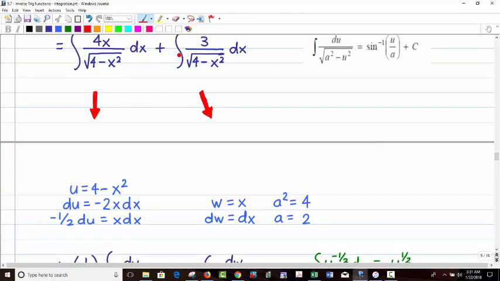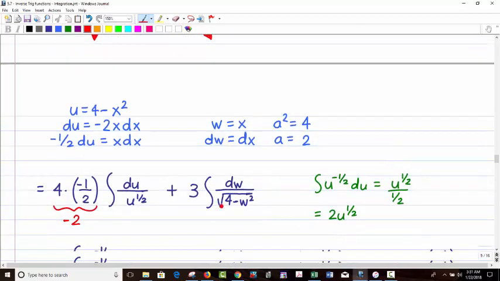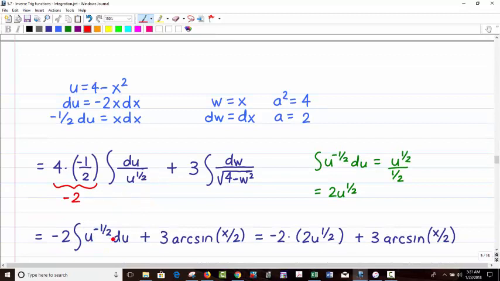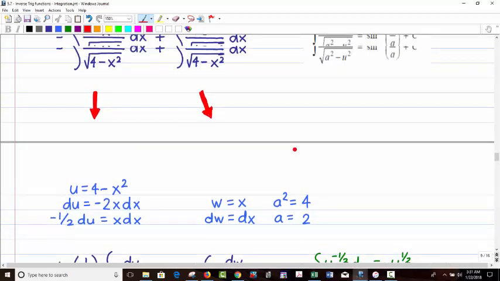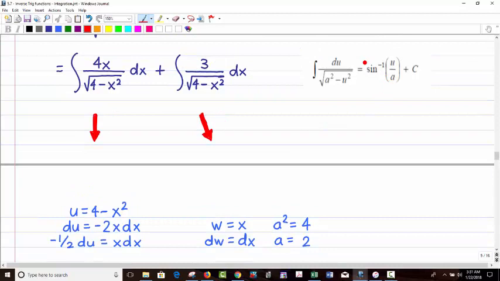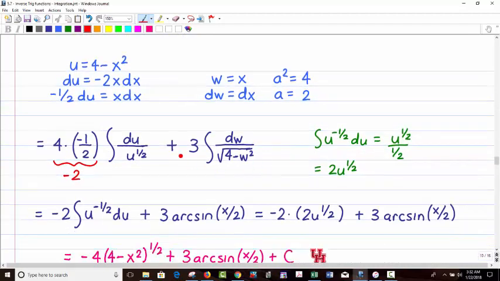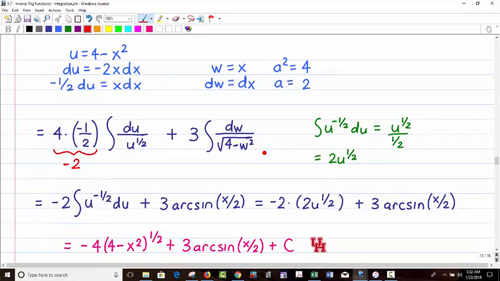So we have 4 from the numerator on the one on the left, times the negative 1/2 makes negative 2, du over u to the 1/2, and then we bring that up, makes it u to the negative 1/2. Come over here, this one's just dw over square root of 4 minus w squared, so it's just arc sine of w over a. Remember, this one, unlike the tan and the sec, doesn't have the 1 over a in front. So it's just 3 times arc sine of x over 2.